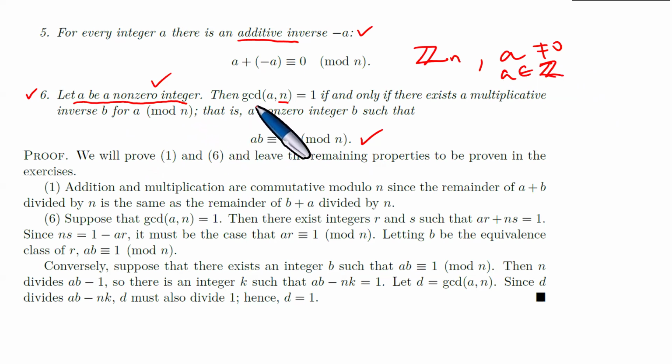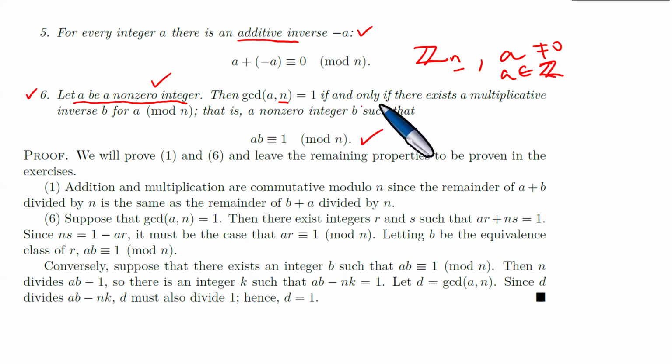Then the greatest common divisor of the non-zero integer A together with the index n is 1. When is it 1? If and only if. What is the necessary and sufficient condition for the greatest common divisor to be 1?